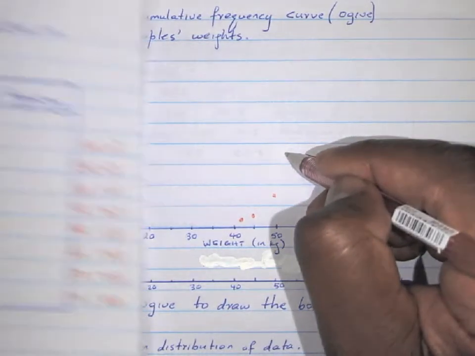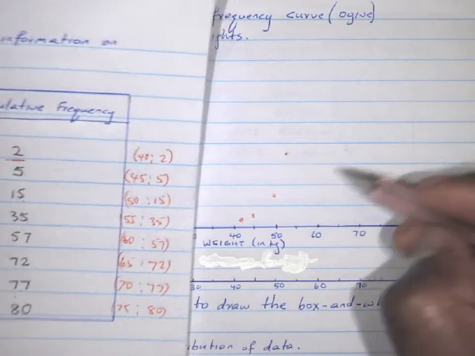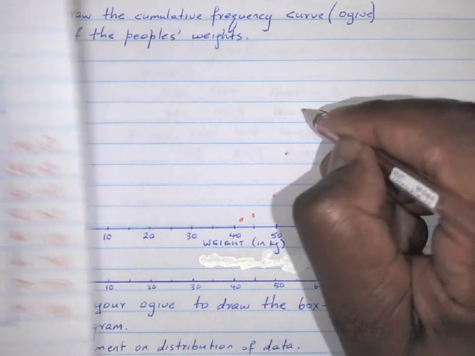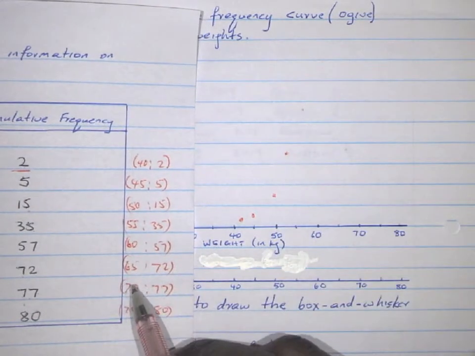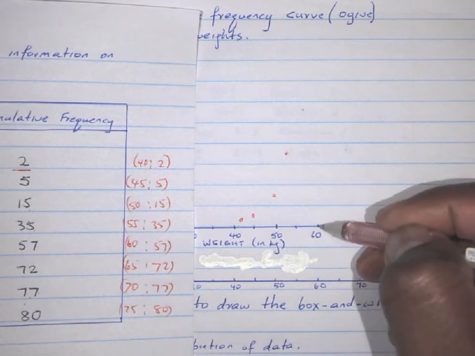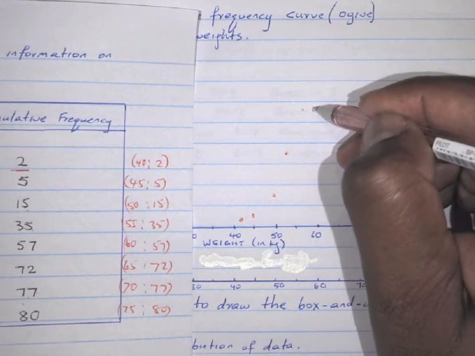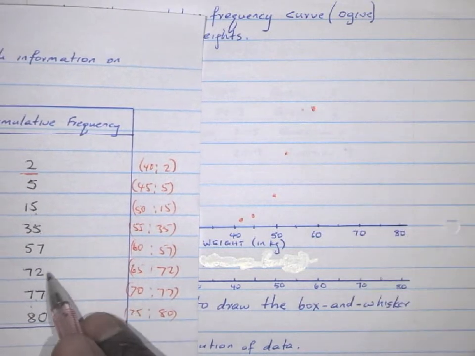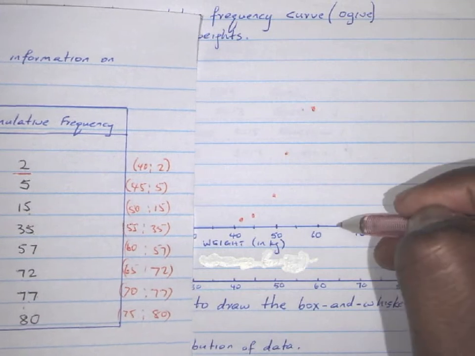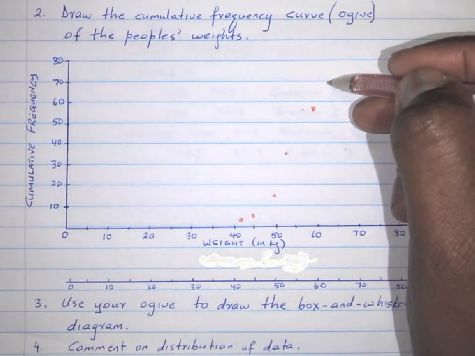Next one is 60 to 57, 60 to 57, somewhere over there. Then the next one is 65, sorry, that was 60, is over there. Then the next one is 65 to 72, 65 to 72, 72 over there.